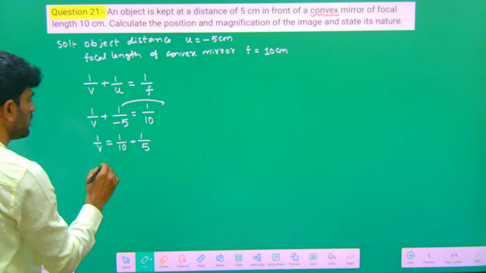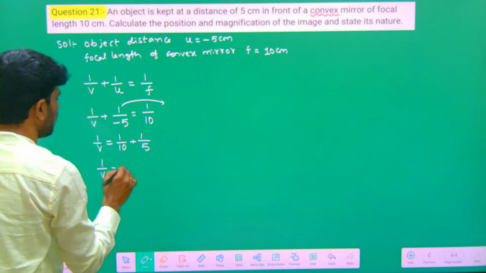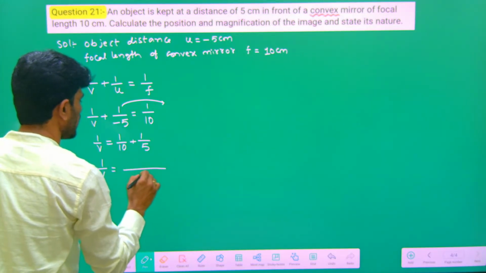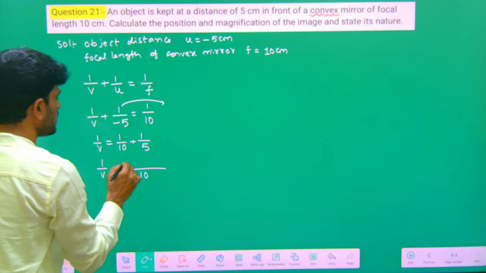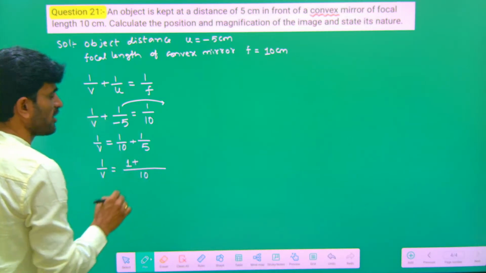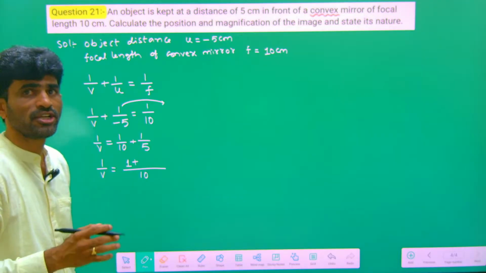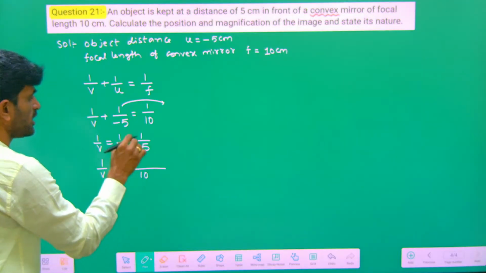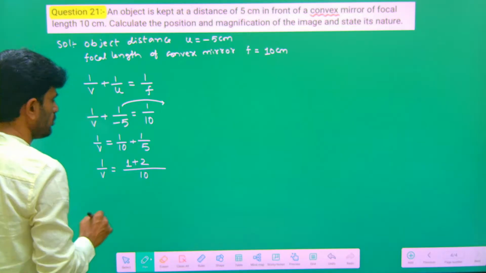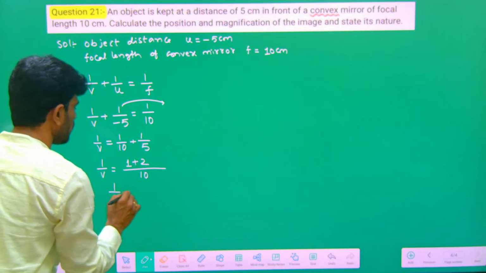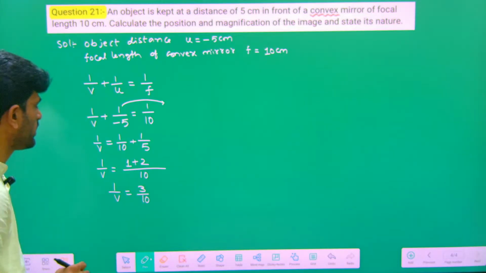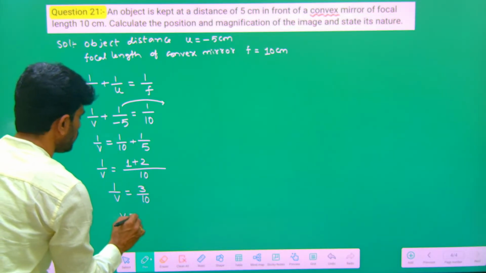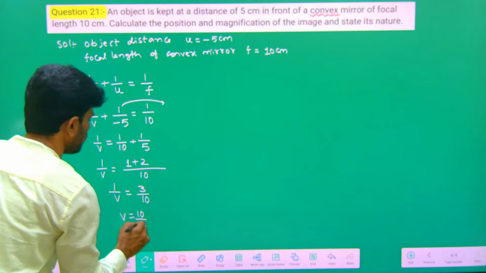Now we will take the LCM here. LCM of 5 and 10 is 10. So 10 is there. Here already 10 is there, nothing to be multiplied, so it is 1. But here only 5 is there, so we should multiply by 2 to get 10. So we multiply 2 to the 1 and get 2. So 1 by v is equal to 3 by 10. Then v is equal to 10 by 3.